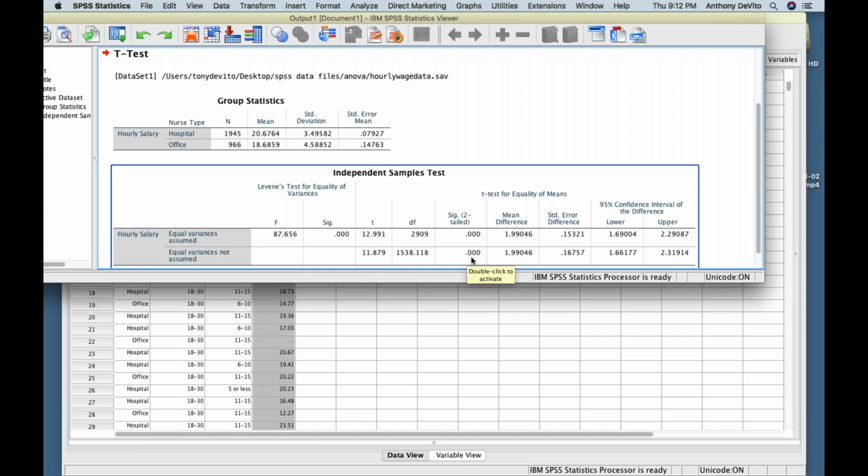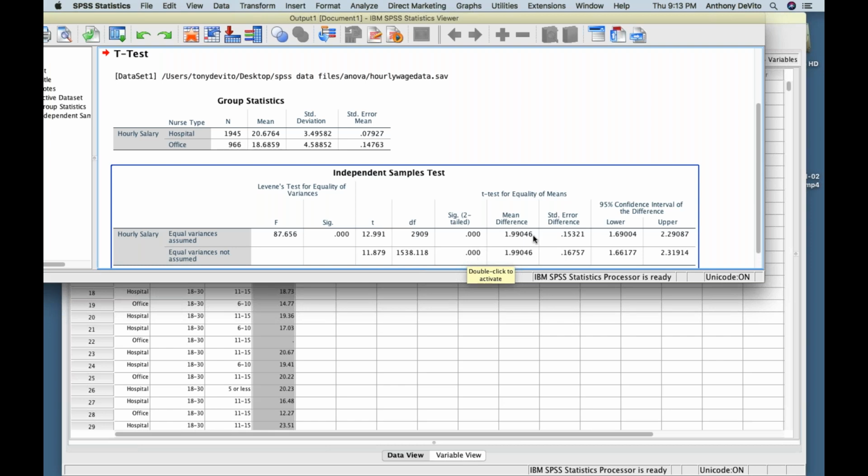Another way of phrasing it is that the probability we would get this extreme a difference, this number of standard errors apart, 11.87, the probability we get that extreme a value when the null hypothesis is true is very unlikely, certainly less than 5% chance, which is our limit for our acceptable error. So we would reject the null hypothesis.